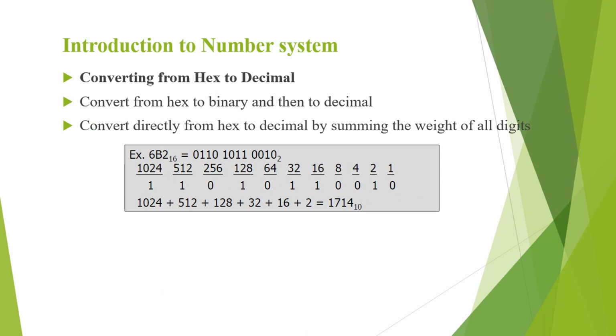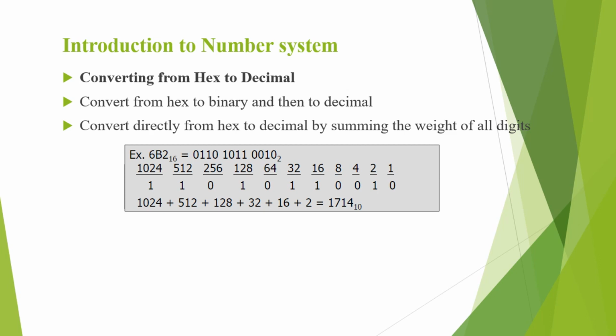Now we will see how to convert a hexadecimal number to a decimal number. Similarly, as we did for decimal to hexa conversion, here we can convert the hexa number to binary form and then to decimal form, or convert directly from hexa to decimal by summing the weight of all the digits.